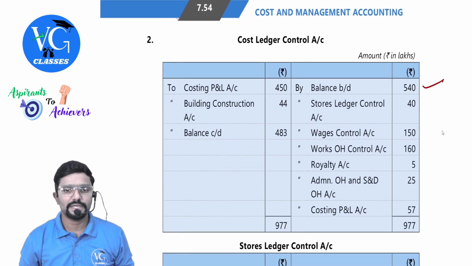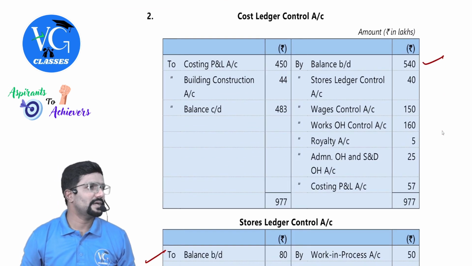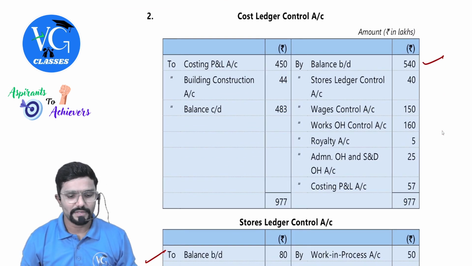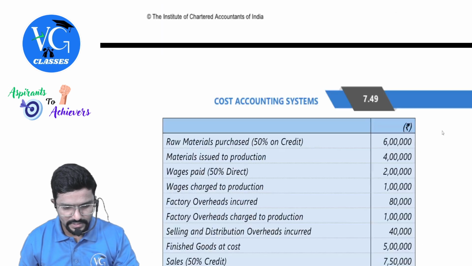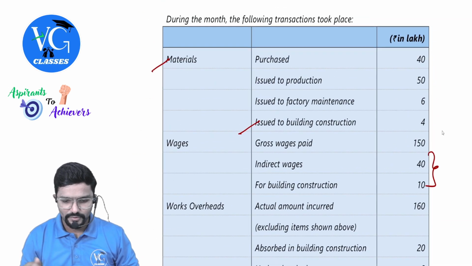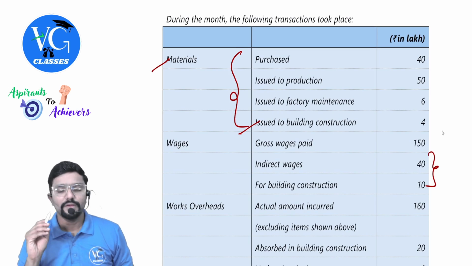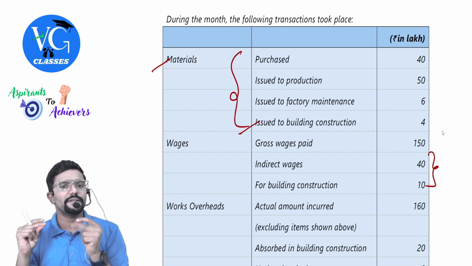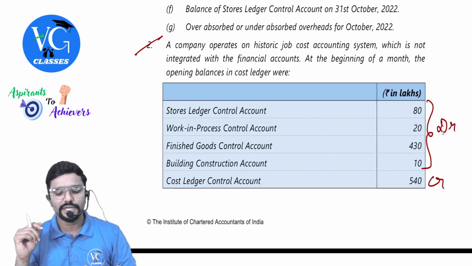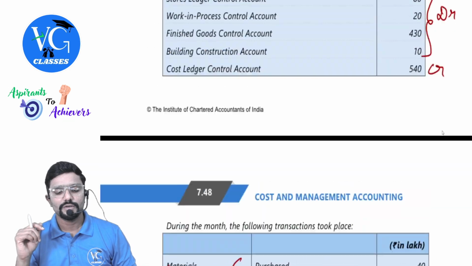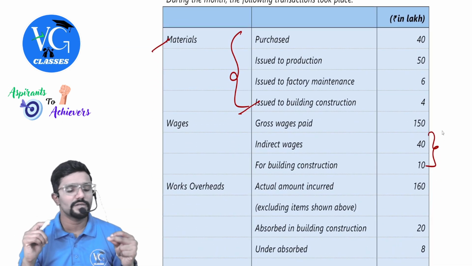Now let us see the transactions one by one quickly. First, I will try to cover it together. List of transactions. First, let us see this part. Purchased 40. Guys, what is the entry for purchase? What is the name of the account we are using? Stores ledger to cost ledger.